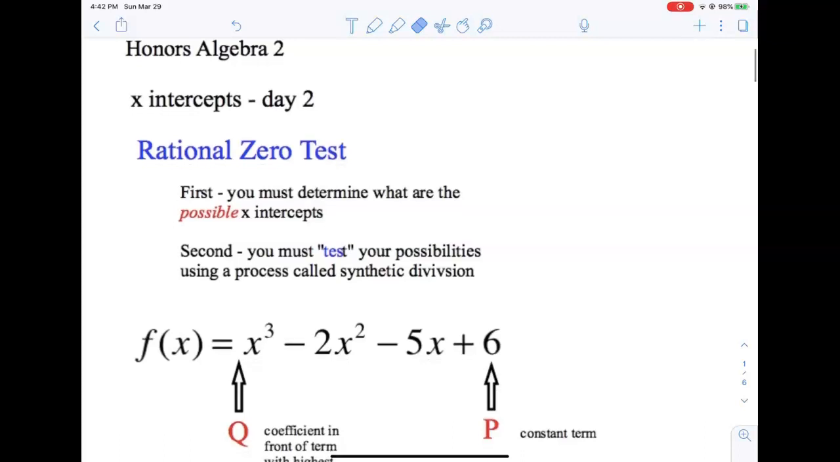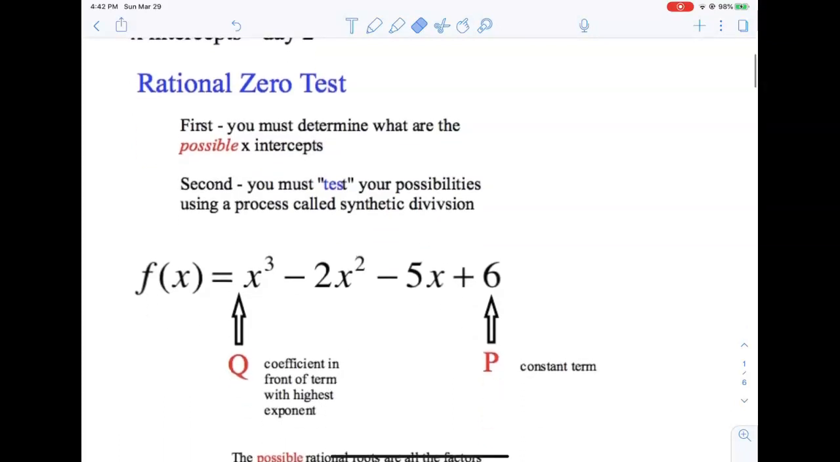Alright, what we're going to do is figure out what the x-intercepts are of this polynomial. And guys, this is something you've never done before, so this will be brand new. It really is a two-part process. First, you have to determine what the possible x-intercepts are. And you do this by something called the rational root theorem.